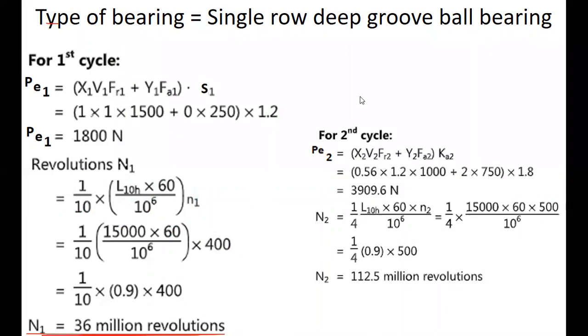Second cycle, PE2 is X2, V2, FR2, plus Y2, FA2 into K2. Instead of K2, this is S. Whatever you write down, it's one and the same thing. X2 is given 0.56. Outer race rotates, so V2 will be 1.2. Radial load is given 1000. Axial load factor is 2. Axial load is 750. And service factor or load application factor is given 1.8. P2 comes out to be 3909.6 Newton.